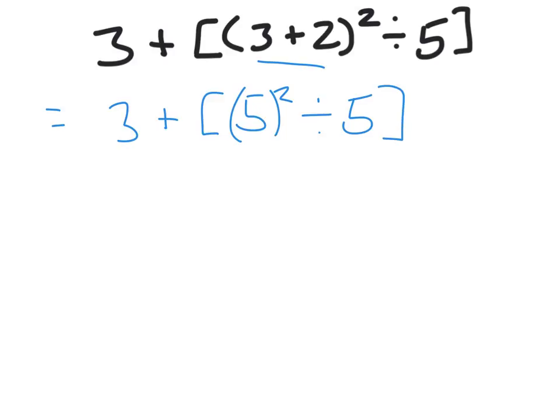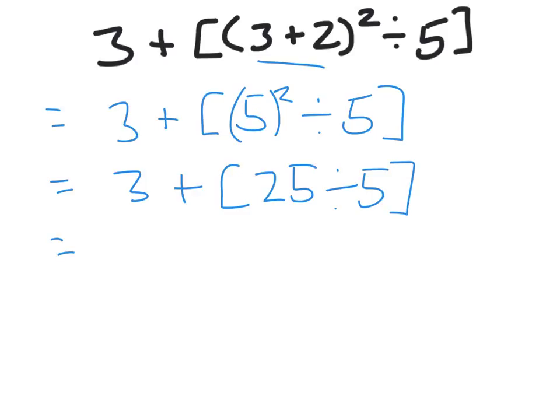Now we're still working inside these brackets, and inside there you would actually do the exponents next. So we get 3 plus 5 squared is 25. And then our last step inside those parentheses is to obviously divide. 25 divided by 5 is 5. And you don't need those brackets now because they're not really doing anything, so we're just going to leave it as 5. Lastly, 3 plus 5 is 8.